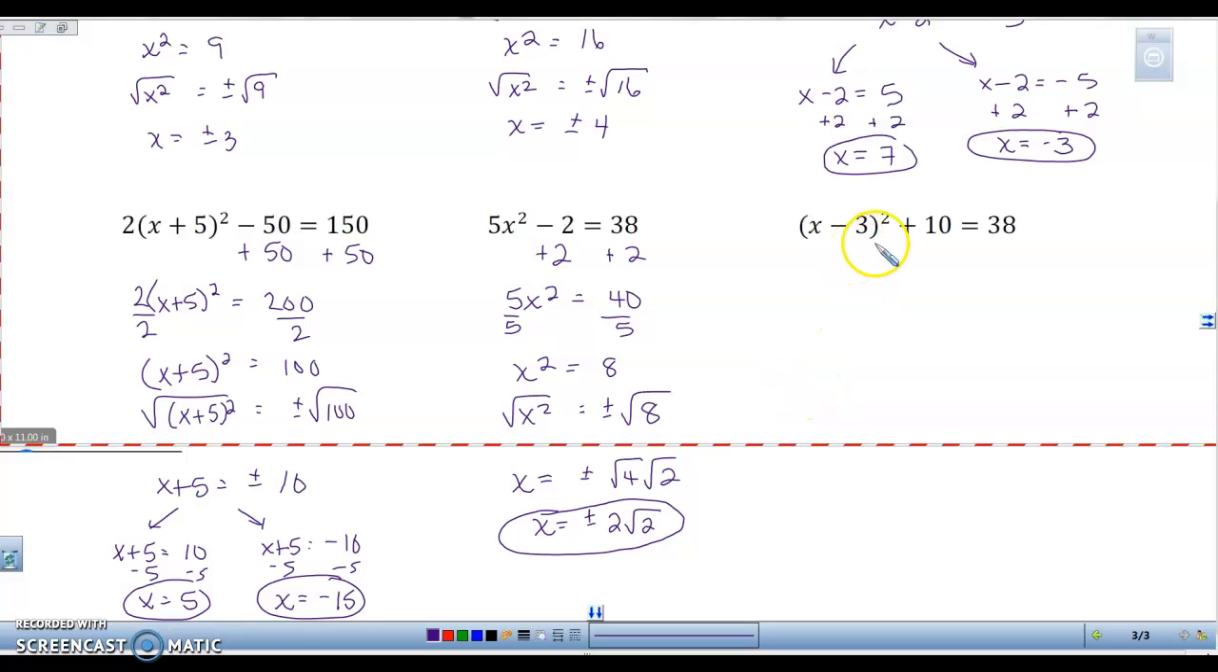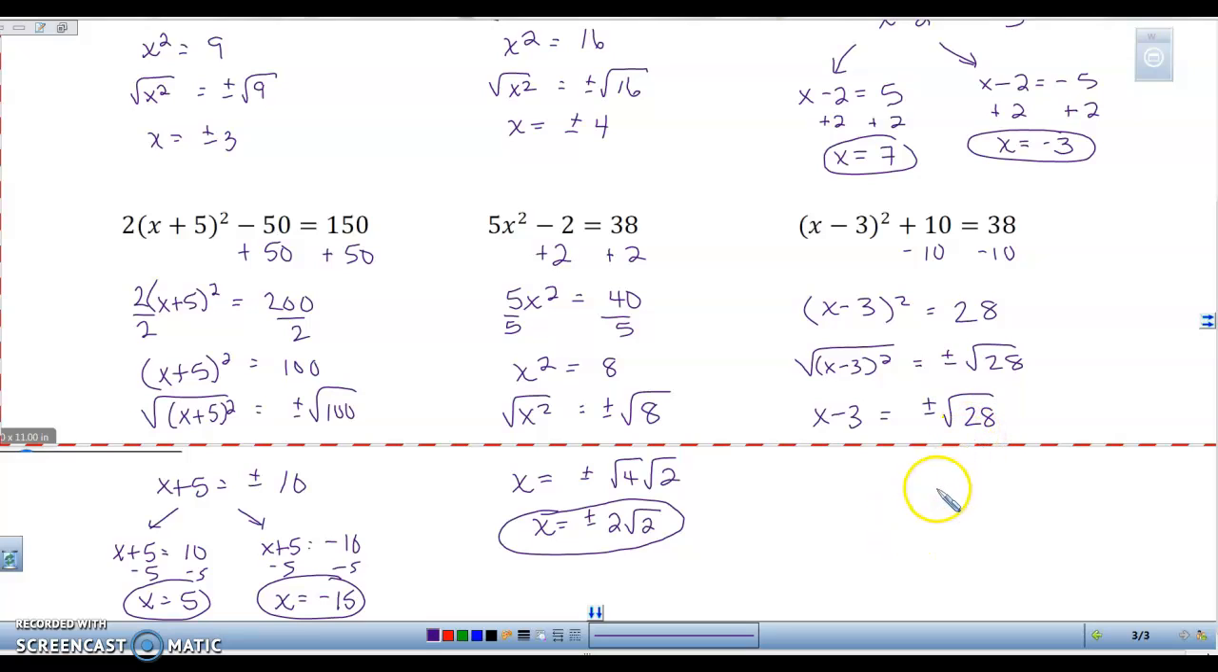Okay, let's try this one. x minus 3 squared plus 10 equals 38. Subtract the 10. x minus 3 quantity squared is equal to 28. All right, now the square is by itself. I can take the square root of both sides, so x minus 3 quantity squared is equal to plus or minus the square root of 28. Okay, the square root cancels out the square, leaving just x minus 3 equals plus or minus the square root of 28. Okay, does 28 have a perfect square in it?